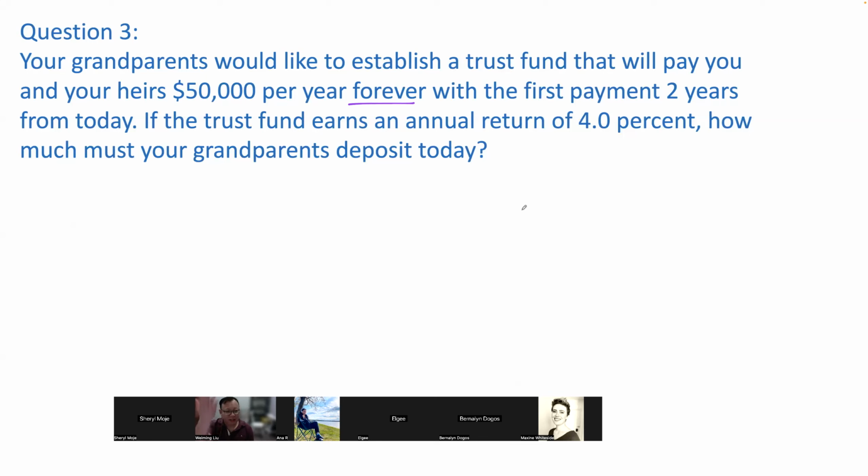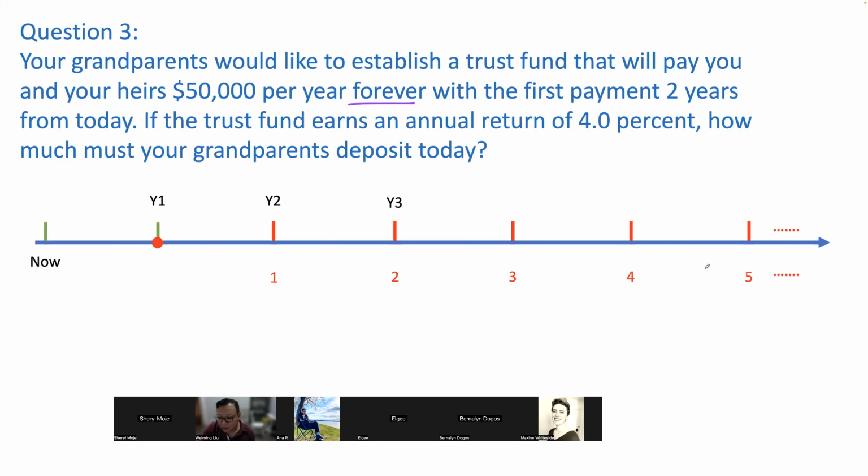So this should be an easier timeline, right? So this is what I draw. This is today, now, and you won't receive the $50,000 until 2 years later. So that's the first cash flow, 50,000. And for perpetuity, it just keeps going, right? So I use this dashed line here to represent that it keeps going.